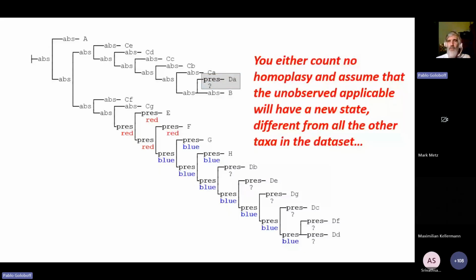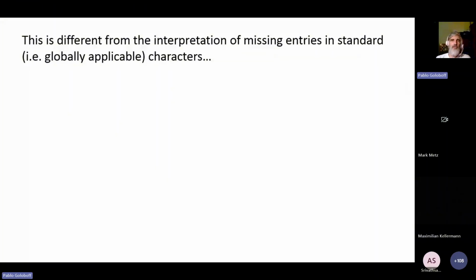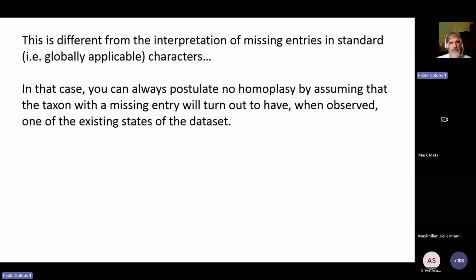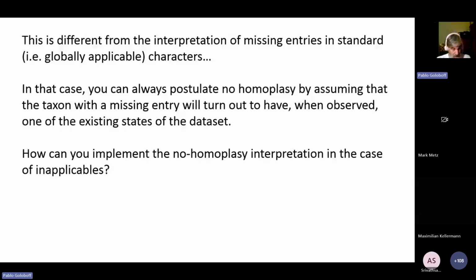homoplasy and assume that the unobserved applicable will have a new state different from all the other taxa in the data set, or you assume that the unobserved applicable will have one of the states observed in the other taxa, and then you are forced to count some homoplasy. So this is different from the interpretation of missing entries in standard characters, right? Because in that case, you can always postulate no homoplasy by assuming the same state in their ancestor. But how can you implement the no homoplasy interpretation in the case of inapplicables?